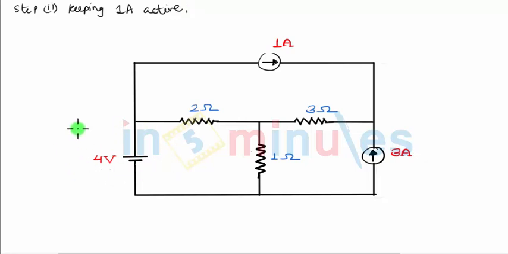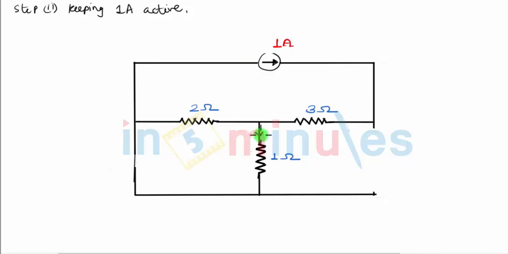We already know that to replace a voltage source, we have to replace it with a short circuit. So I'll just remove this 4 volts source and connect a short circuit in place of it. And how do you replace the current source? We all know that to replace the current source, we have to simply remove it, or make it open circuit, in a given circuit. So this is my modified circuit diagram in which only 1 ampere is kept active and the remaining sources have been replaced.